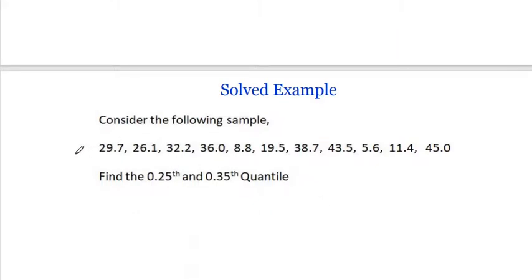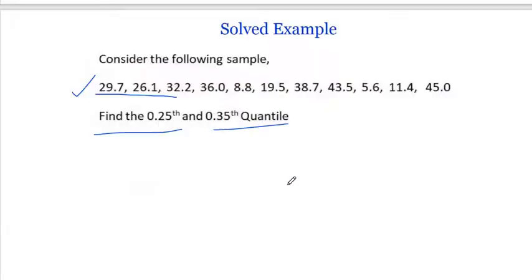See, I have some values. There are no parameters or distribution; they didn't tell anything, they just give some samples. Then find the 0.25th quantile and the 0.35th quantile. Now we can see how we can find them.